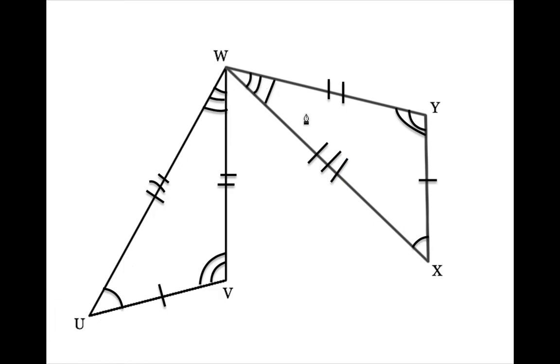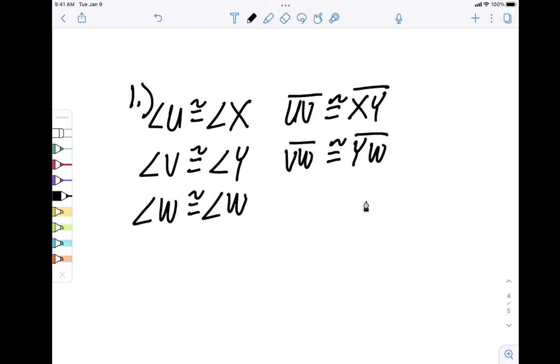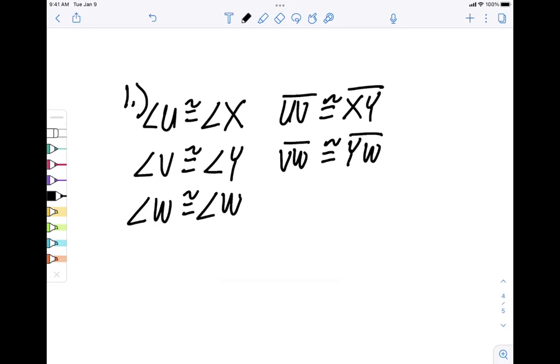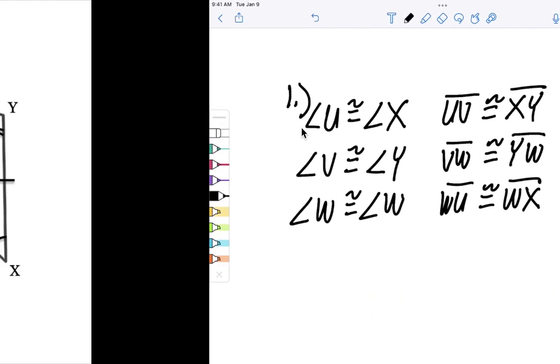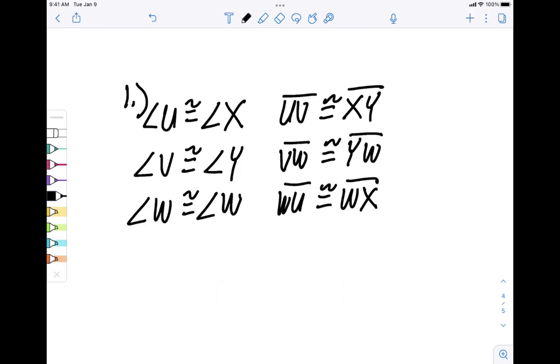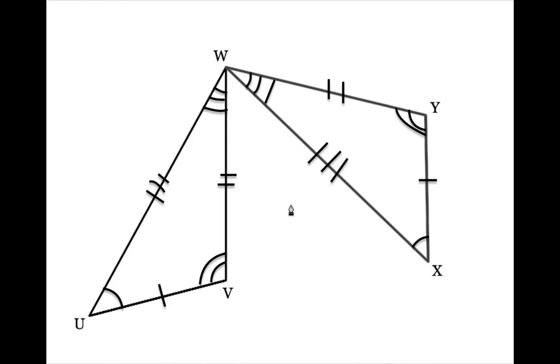I bet you guys spotted that before me, right? WU is congruent to WX. So look at that. Even though our triangles are in different positions, when I moved it over, it showed they were congruent, right? We showed all the congruences right here, and we did it in our sketch. We sketched it out as well.